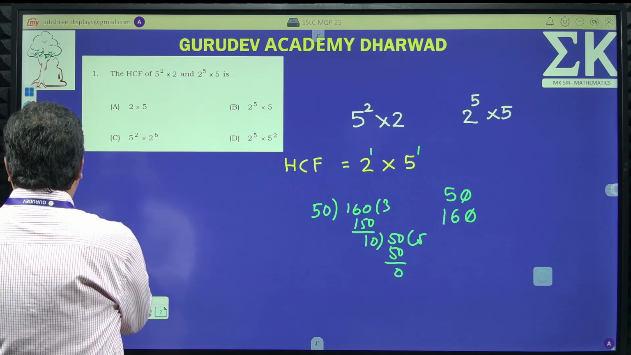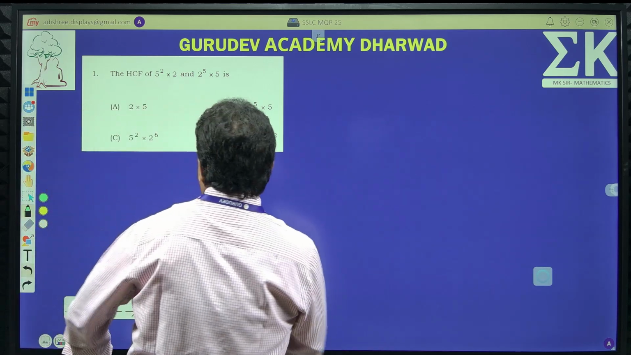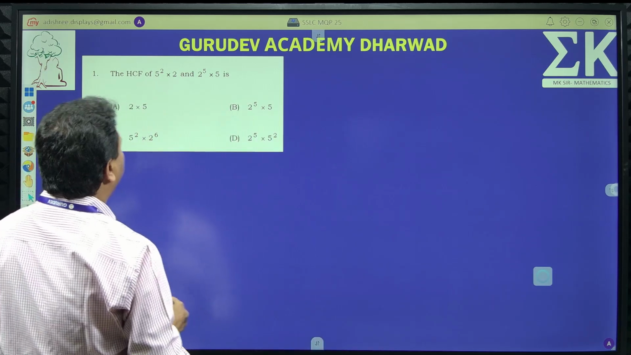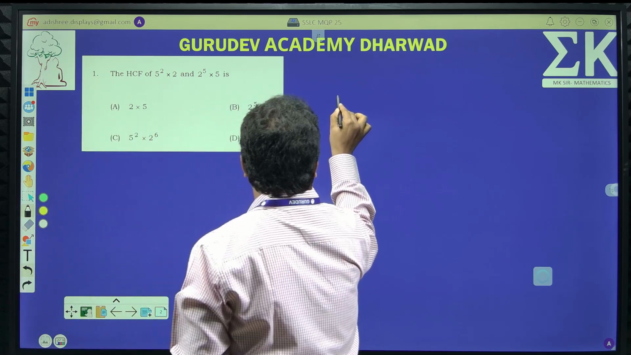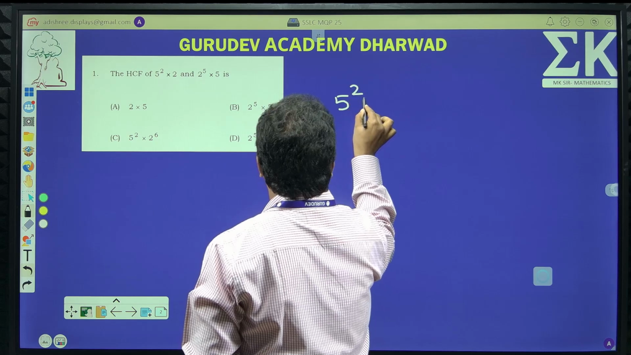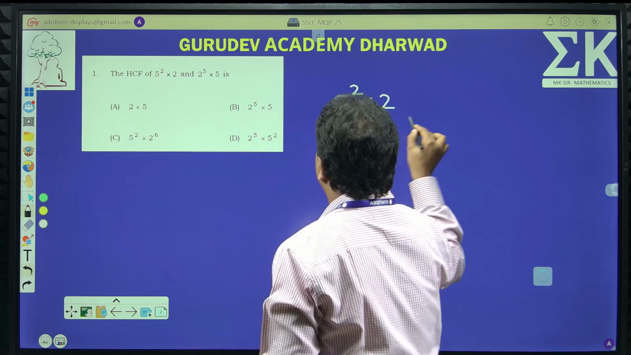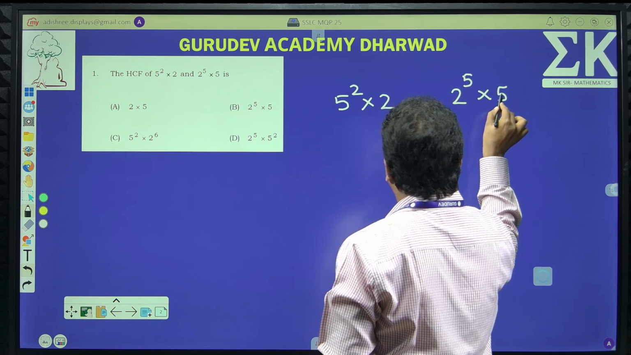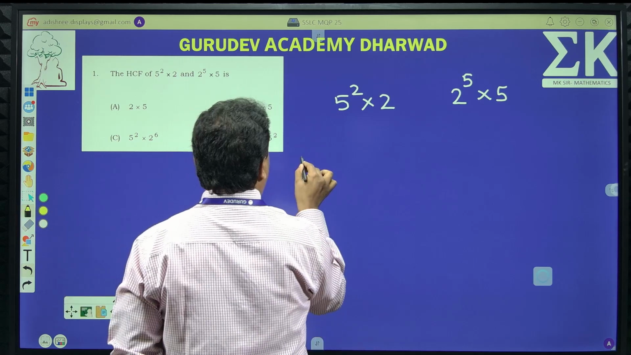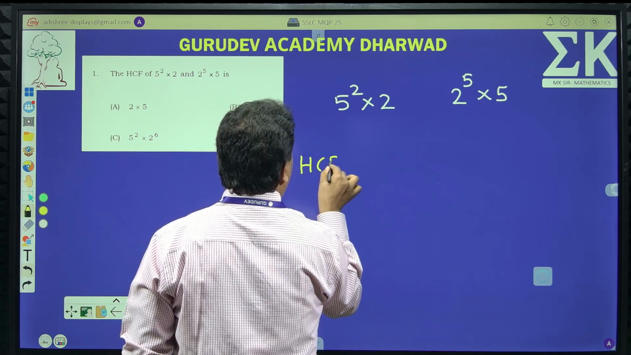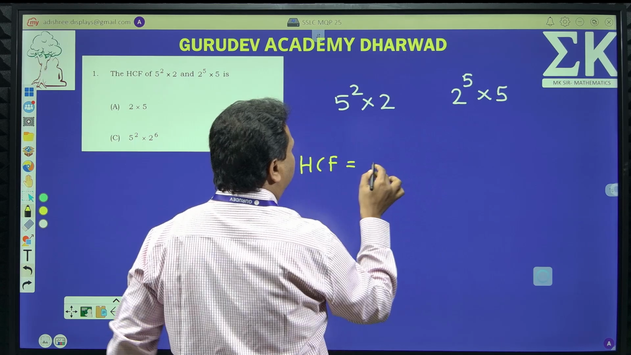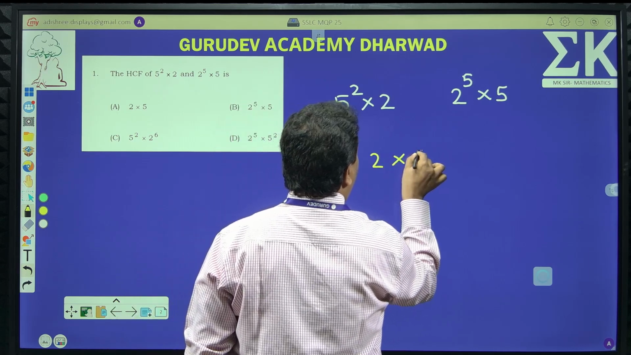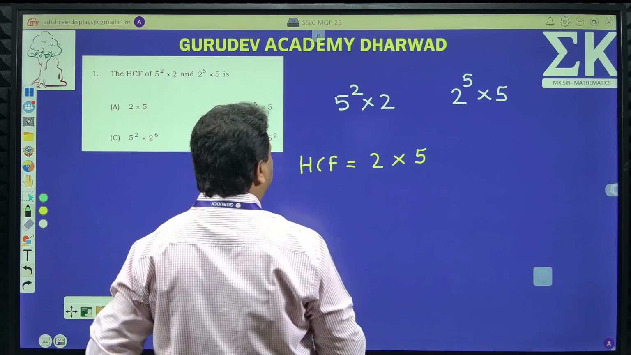The first question is: find the HCF of the given two numbers. We have the two numbers 5 square into 2 and 2 to the power 5 into 5, correct? And we know what HCF is. The HCF of two numbers is defined as follows. There are two factors, one is 2, another one is 5. You have to understand what is the least power of 2.